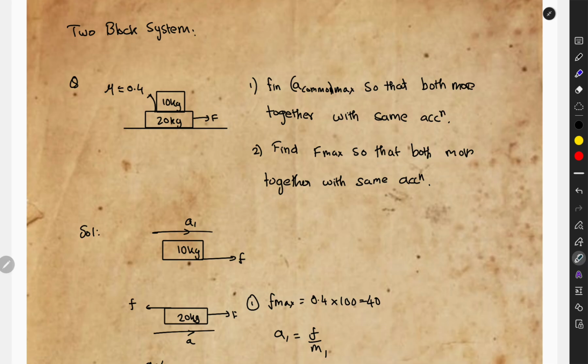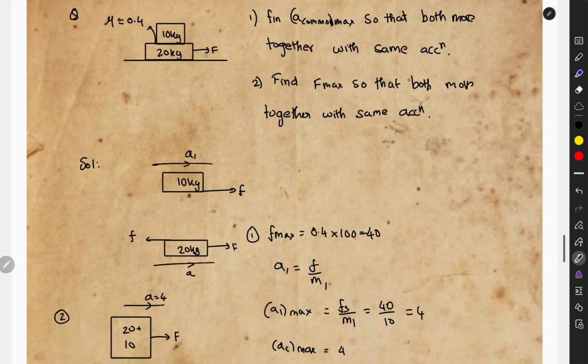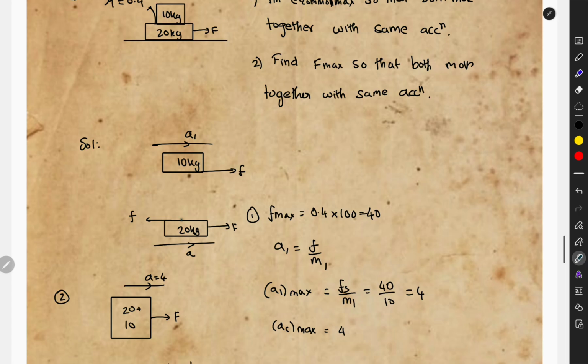about two block systems. In a two block system, there are two blocks, and the plane will have no friction, and the friction between these two blocks is not 0. The frictional coefficient will be 0.4. So in that case, if we draw the free body diagram of both the blocks, it will be like this. Acceleration will be acting in this direction. The frictional force will be acting in this direction for the second block due to the first block.